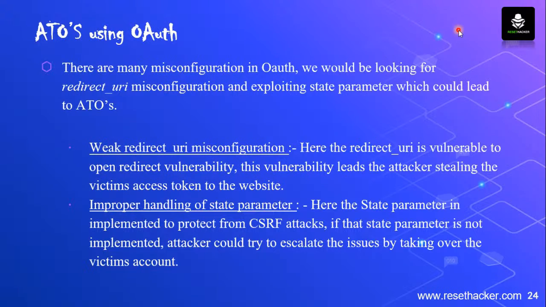The second is improper handling of the state parameter. While this workflow is going on, the request must be verified as coming from a valid user. To verify that, the state parameter was implemented. The state parameter is basically a CSRF token in the workflow. So whenever you see such a request, if the state parameter is missing in this OAuth workflow, there is a high chance that it will be vulnerable to a CSRF attack.